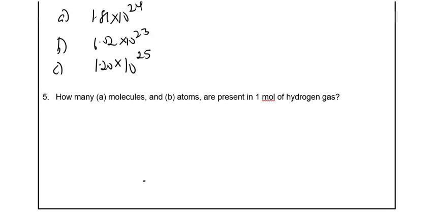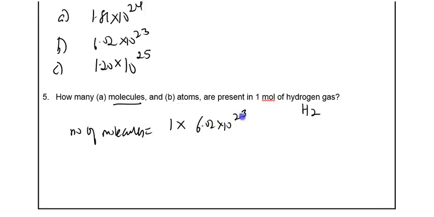Question number 5. How many molecules and how many atoms are present in 1 mole of hydrogen gas? So hydrogen gas is H2. How many molecules are present? Same equation. Number of molecules is equal to number of moles times 6.02 times 10 to the power 23. So it's 6.02 times 10 to the power 23.